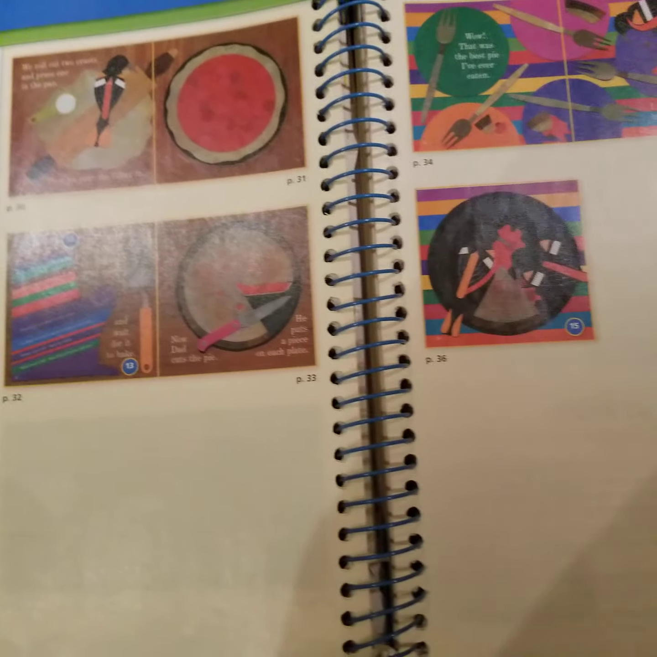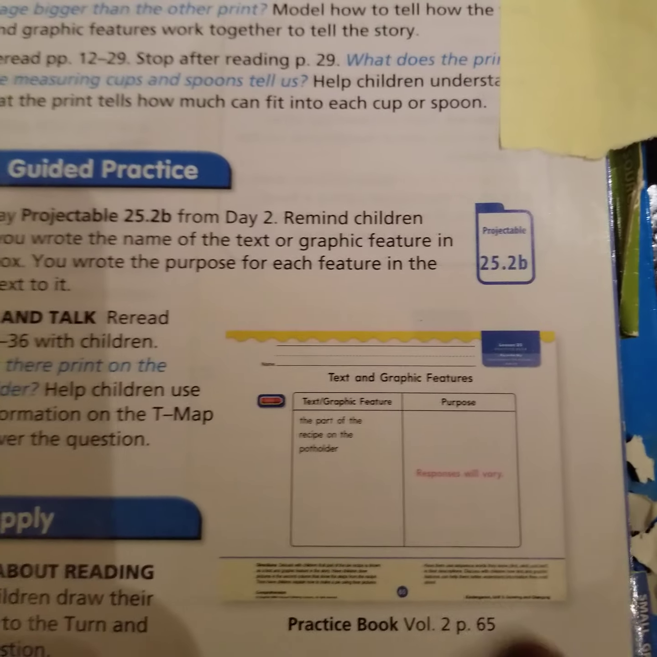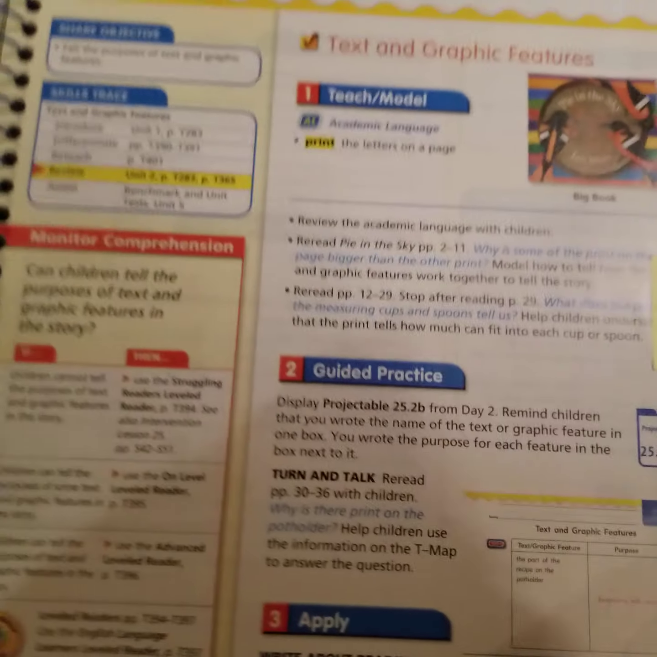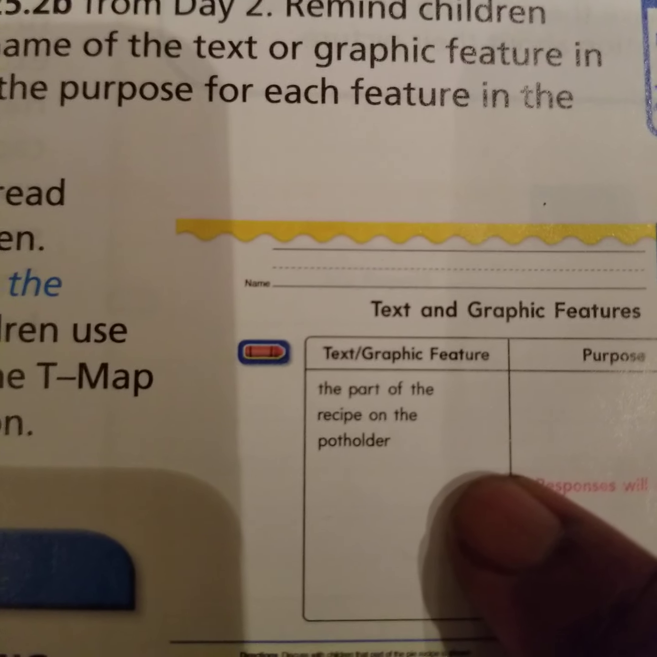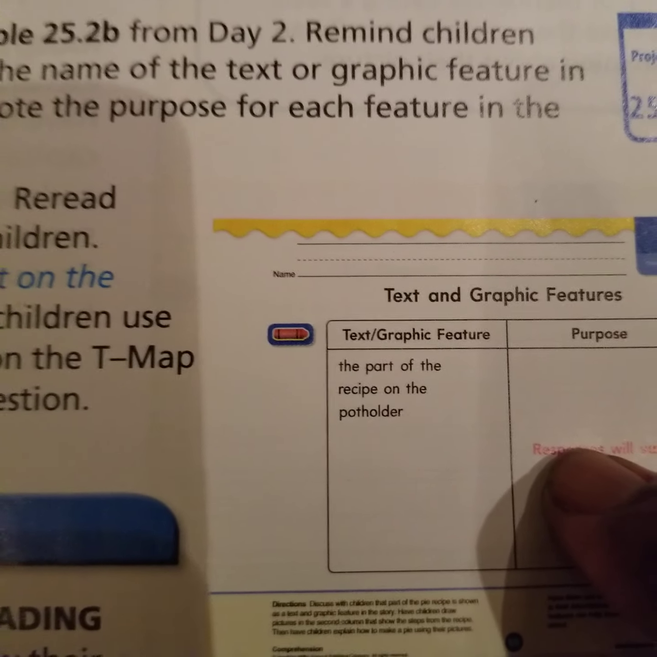Let's see if I can find the page you'll be working on today. Well, let me see. You'll be working on page 64, and that's filling out your letters. And then you'll also be working on page 65, where it gives you a text and graphic feature, and you give a purpose. I just named 3. Which one do they give you? A part of the recipe on the pot holder, purpose, to tell us how to cook the pie.